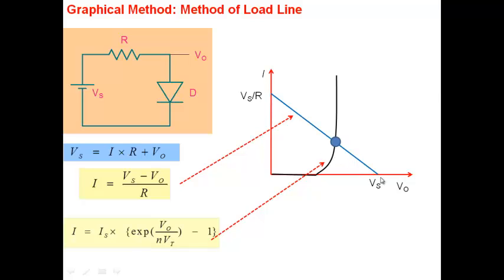What will change if I change the value of R? This point is Vs. If I change the value of R, this point will come down, and the slope will also change. So I can draw different lines here, and they will give me different solutions. Okay. So that's the other method.